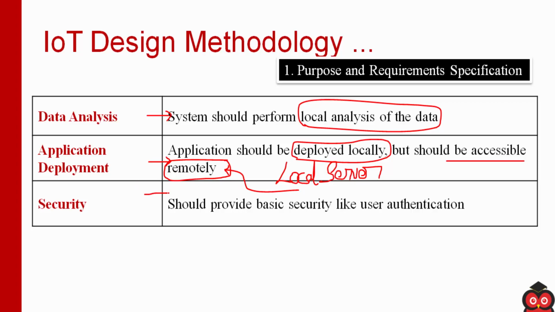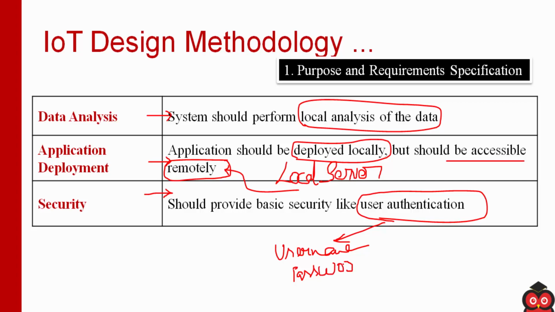Okay. And security. So the client needs some basic security like user authentication. So maybe a username and password. The application might require the user, that is the client, to log in using a username and password, or you can use biometrics like fingerprint or facial recognition to use the application, which controls the lights. Okay, so that is the first step, purpose and requirements specification.